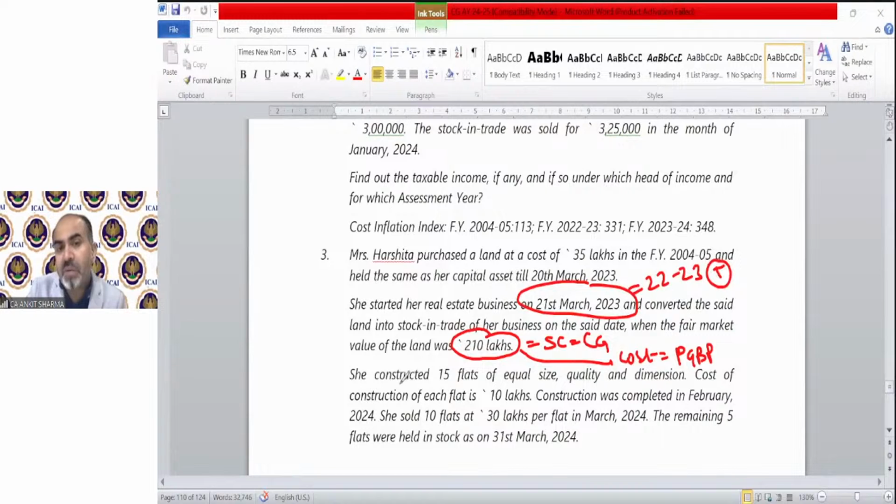Now the beautiful part of this question is this, that she constructed 15 flats of equal size, quality and dimension out of that land. Cost of construction of each flat is 10 lakh. Construction completed in February 24. She sold 10 flats out of these 15. So now we have to calculate the PGBP income of 10 flats only and capital gain income also for only 10 flats. 30 lakh rupees per flat in March 24. The remaining 5 flats were held as stock in trade on 31st March 24. It's not the end yet. There is more to come.